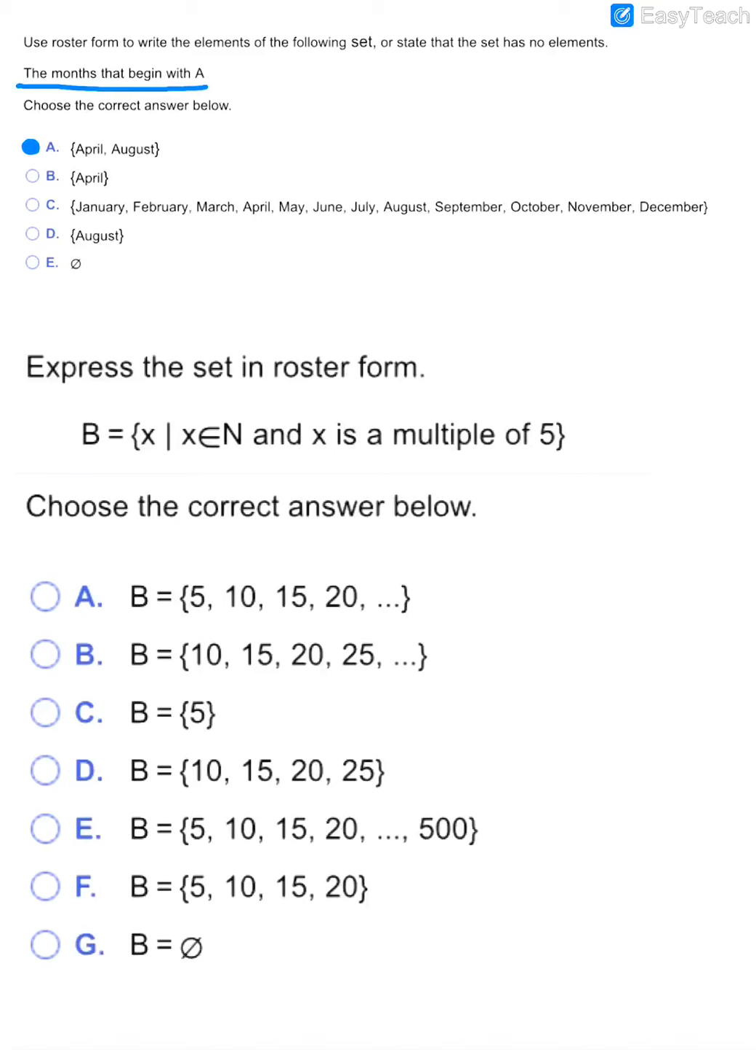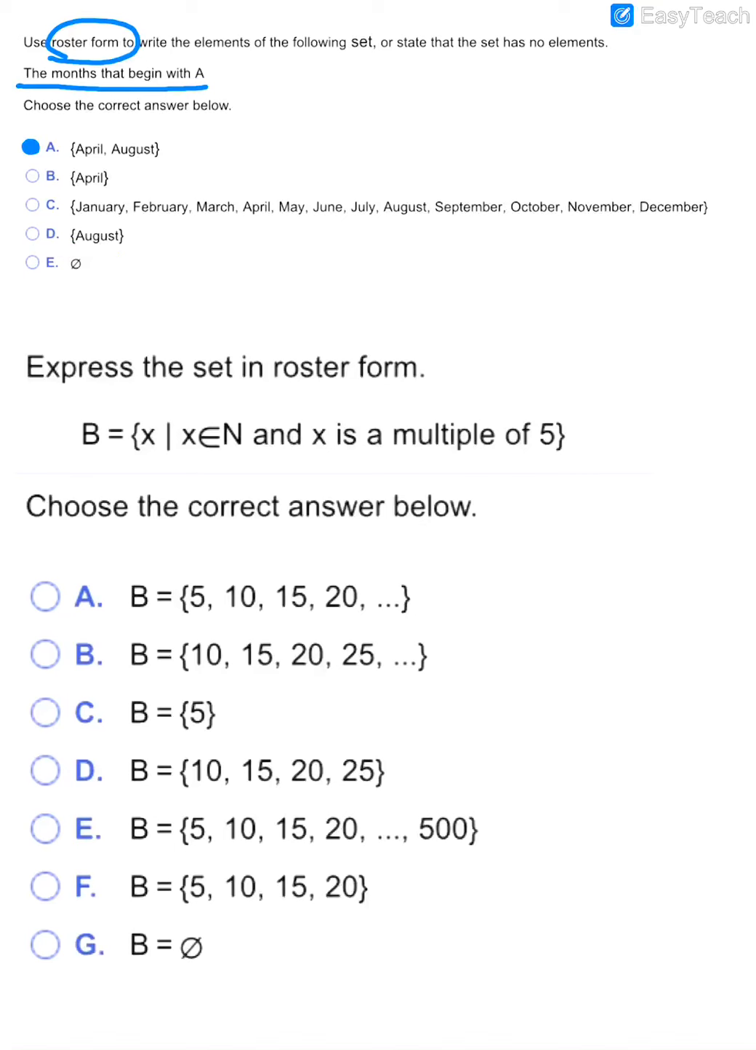Notice when you are writing roster form for a particular set, you open and close with brackets, and you separate the items in your set with commas. This last answer represents the empty set. So basically, if I had asked for months in the year that begin with the letter Z, obviously there are no months that begin with Z, so that's when we would have the empty set.